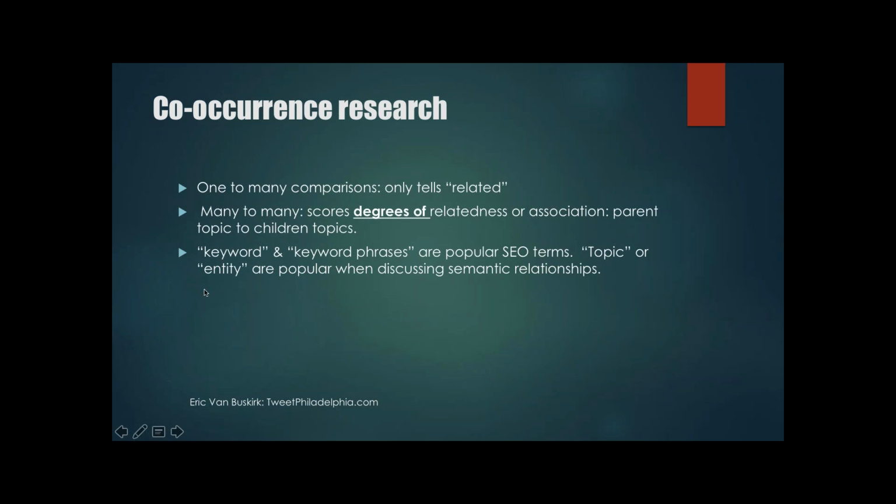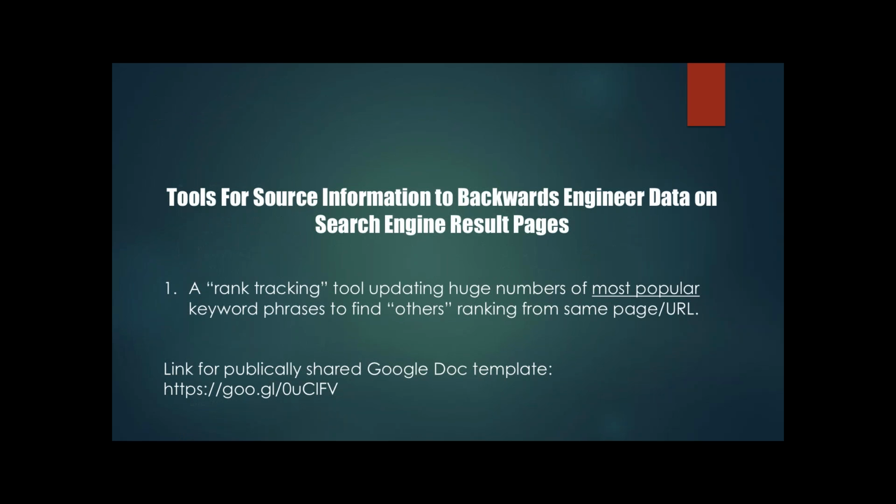Topic or entity are very often used in the context of the semantic relationship. So when I use those, I'm trying to steer you into thinking of it in one way or the other. If I just say phrase, maybe I'm trying to be neutral and not saying, think of this via SEO or via semantic.